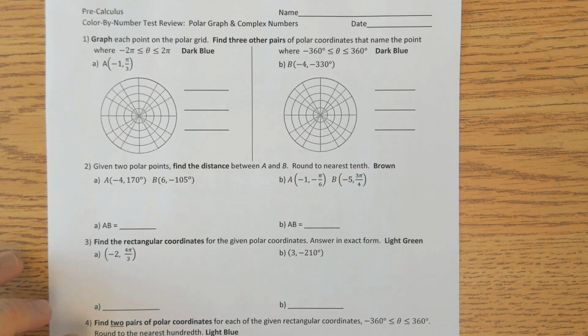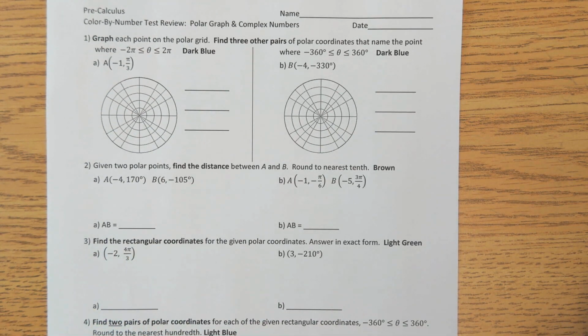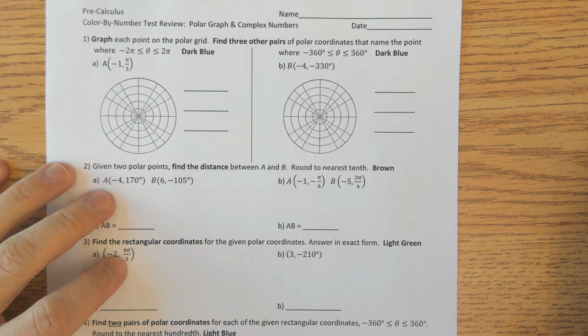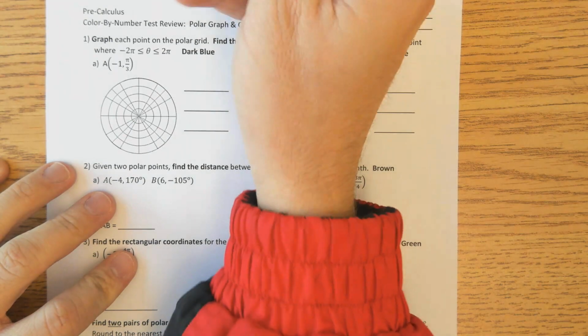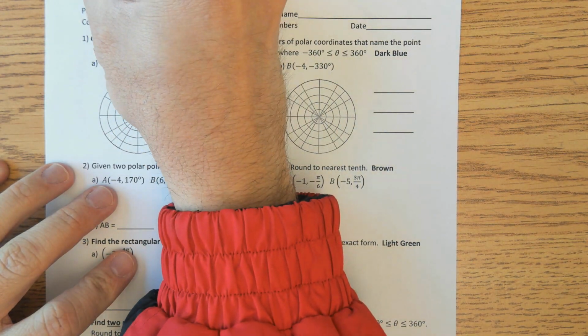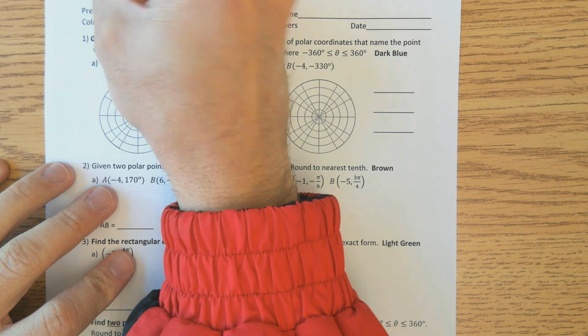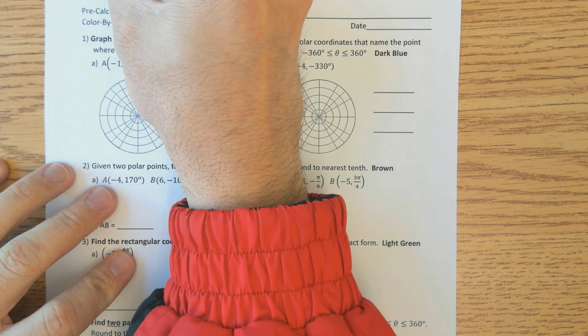Today we're going to be going over the test review for the Unit 6 test over polar coordinates, okay? So here we go, number one. First off, let's change this to degrees. So this point is negative 4, 160.